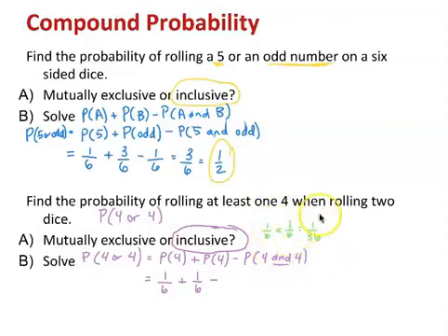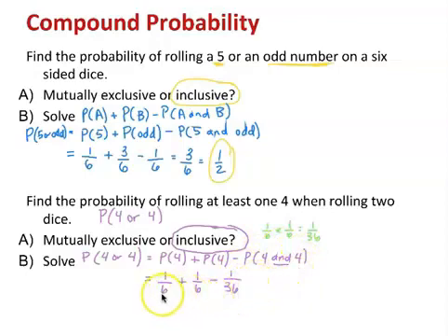So 1/6 times 1/6, we get 1 over 36. So let's go ahead and add that back into our calculations down here. 1 over 36 is going to represent the probability of rolling a 4 and a 4. So now we can do the math.